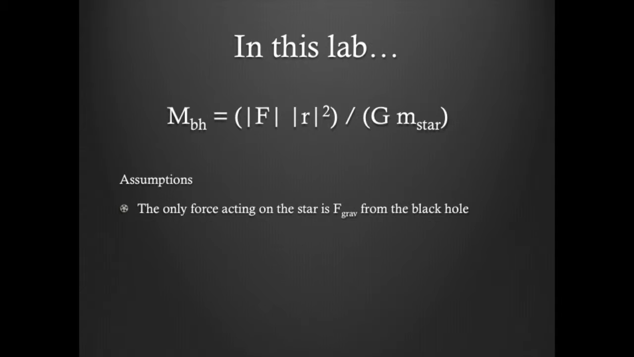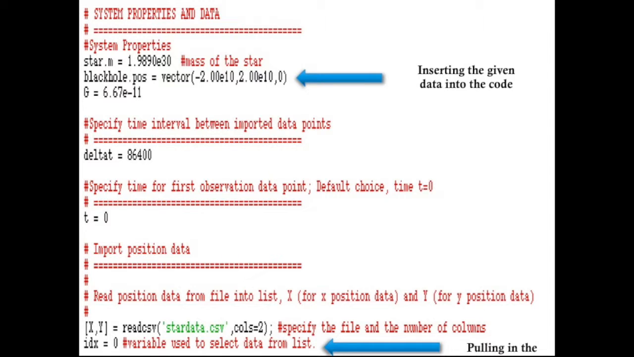Here is Newton's universal law of gravitation rearranged to find the mass of the black hole. This is what I will use in the final calculation in my Python code. Here is my Python code. First, I insert the given data: the mass of the star, position of black hole, and gravitational constant. I set my delta t equal to 1 day in seconds and set my initial t to 0. Then, I import the star's position data for use in my code.